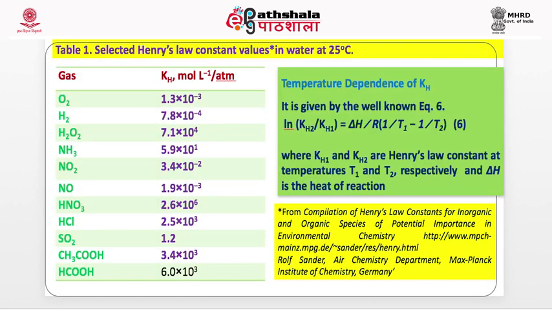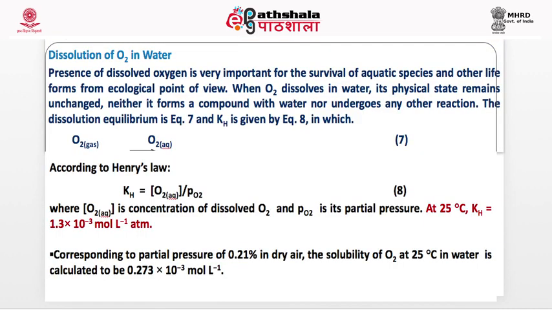Now, these are the values of Henry's law constant for different gaseous forms. This is the temperature dependence of the gas, as I told you. Dissolution of O2 in water: from an ecological point of view, this is very important for aquatic species, because if oxygen is not there, the species will not survive. To sustain life, they need oxygen. So an optimum amount of oxygen must be there, and this is governed by Henry's law. KH equals O2 in the aqueous phase divided by the partial pressure of oxygen, and at 25 degrees Celsius, Henry's law constant has this value.